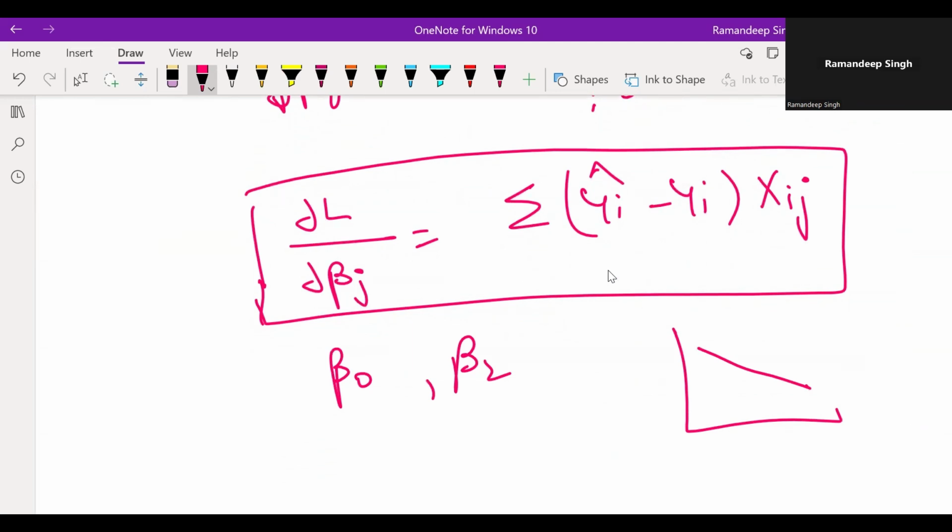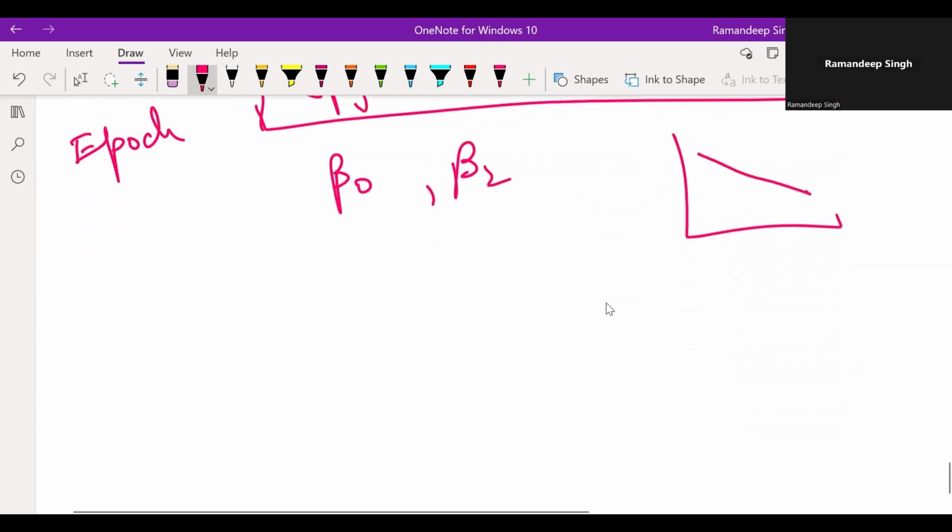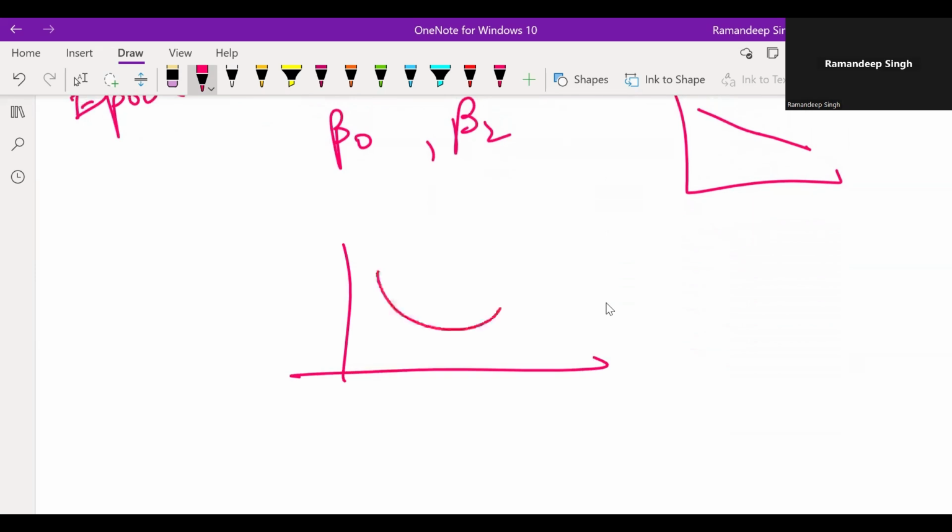And we will keep updating it until the number of epochs which we have set. Epochs is the number of iterations, for how many times we will be repeating this process. Okay. And if you know gradient descent, we will reach this point where the loss is minimum, right? And this axis is loss, and this is the value of beta j.